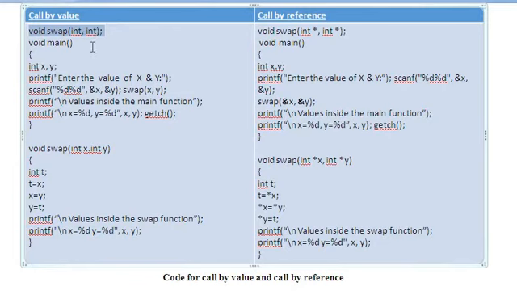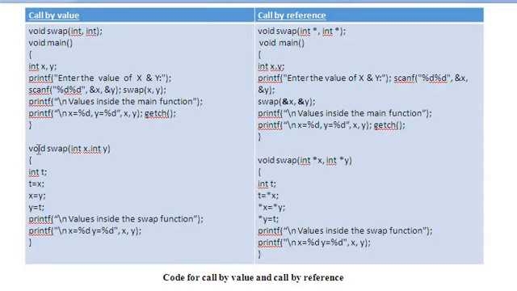Here two arguments are passed, so values are entered in your main function. So first declare two variables, then enter the value of x and y, display this message, then get these two values from keyboard, then call the function swap x comma y, which is entered from your console, then display the value inside the main function. x is equal to %d and y equal to %d comma x comma y.